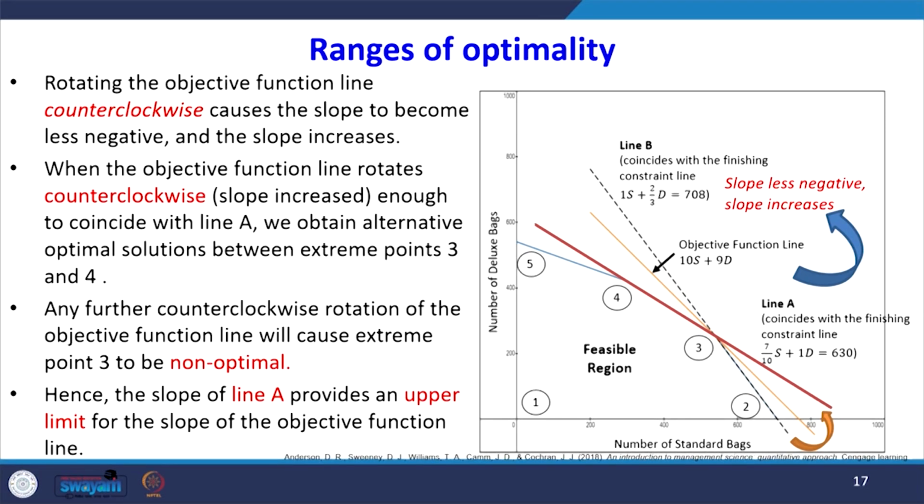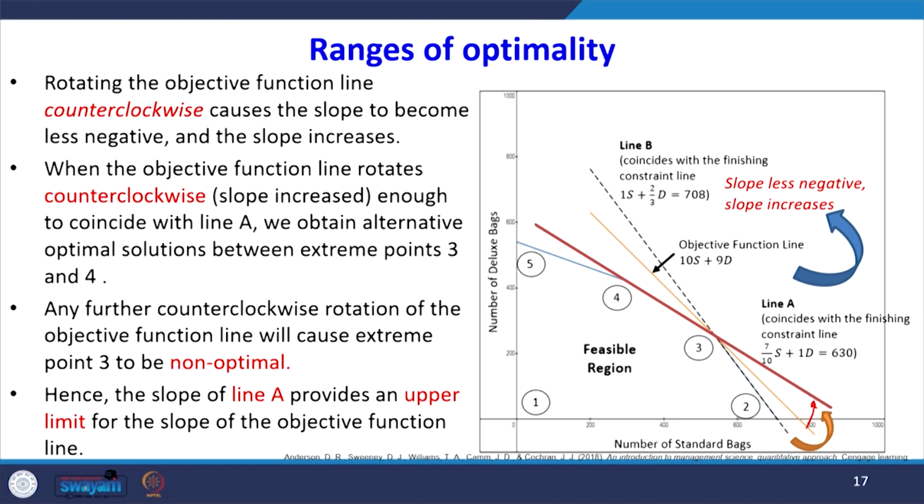Rotating the objective function counterclockwise. Suppose the objective function is in orange color. If you rotate this objective function counterclockwise, the slope becomes less negative, then the slope increases. When the objective function line rotates counterclockwise, the slope increases enough to coincide with line A. Suppose this line coincides with line A, we obtain alternative optimal solutions between extreme points 3 and 4.